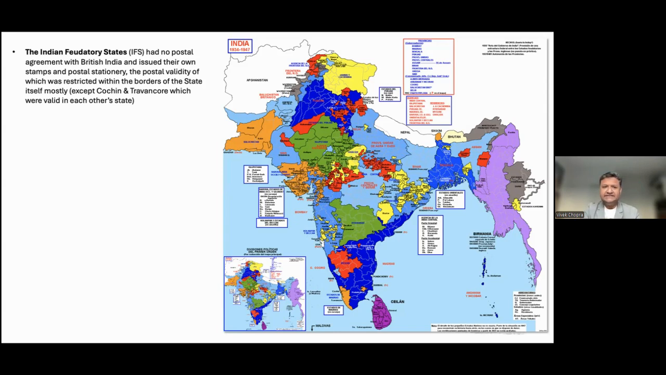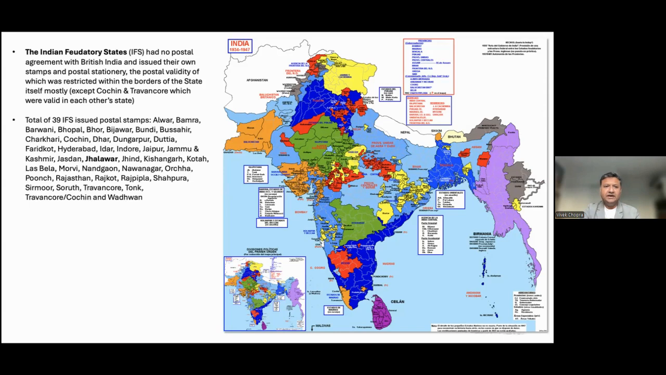There are some exceptions, two states known as Cochin and Travancore, where stamps from each of these states were actually valid within each other's borders. A total of 39 Indian feudatory states issued postal stamps. Here's a list. I'm not going through the full list, but you can see that one of those states is the Jhalawar state, which I'm going to talk about today.